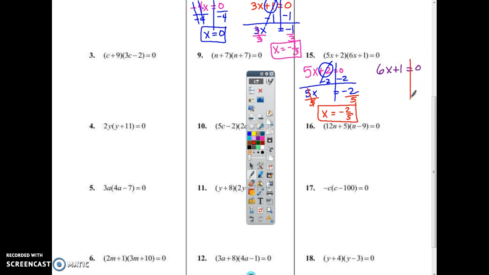Over here, what do you do first? Move the positive 1, change the sign. So you can really just do this. Look, positive 1 changes to negative 1. 6x equals negative 1. Right? All I did was move it over, change the sign. Then the last step is to divide by 6, divide by 6. X equals negative 1 over 6.